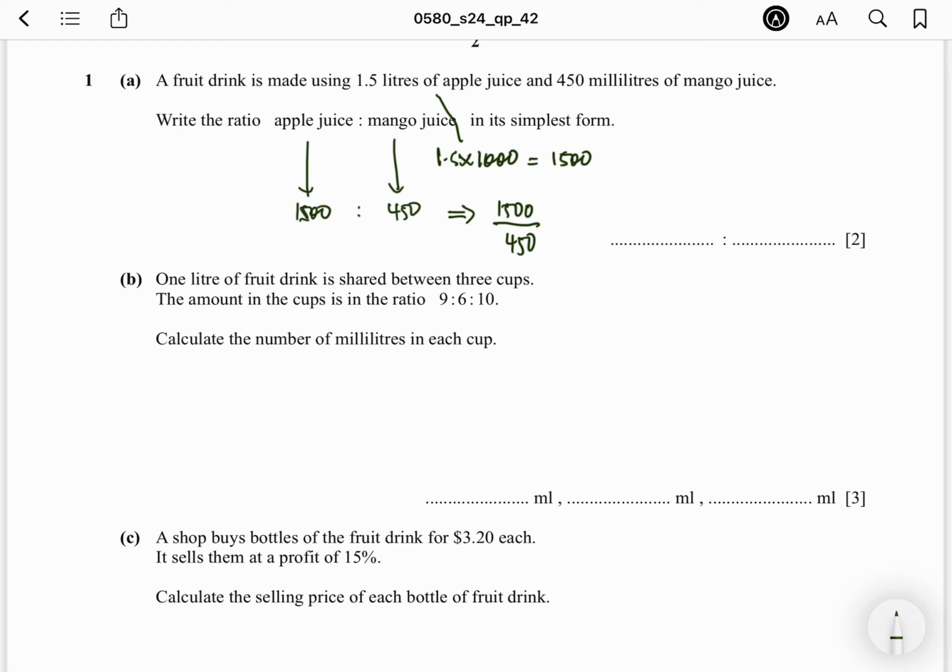But wait, this paper allows a calculator, right? So use your calculator, use your fraction button, and your correct answer would be, what's the correct answer? Your calculator gives you 10.